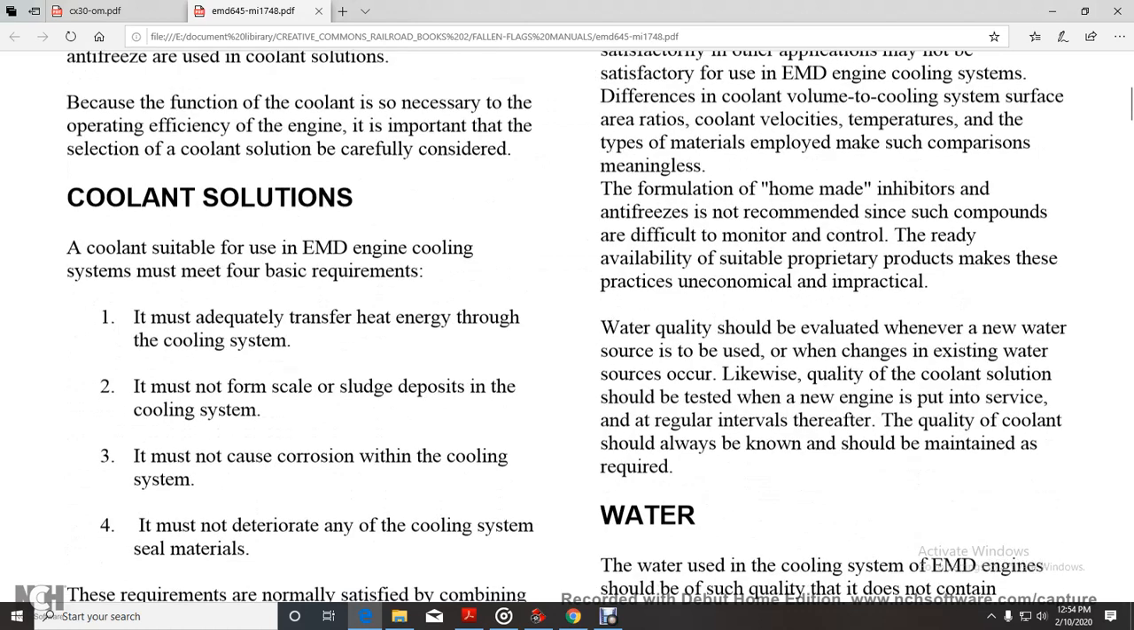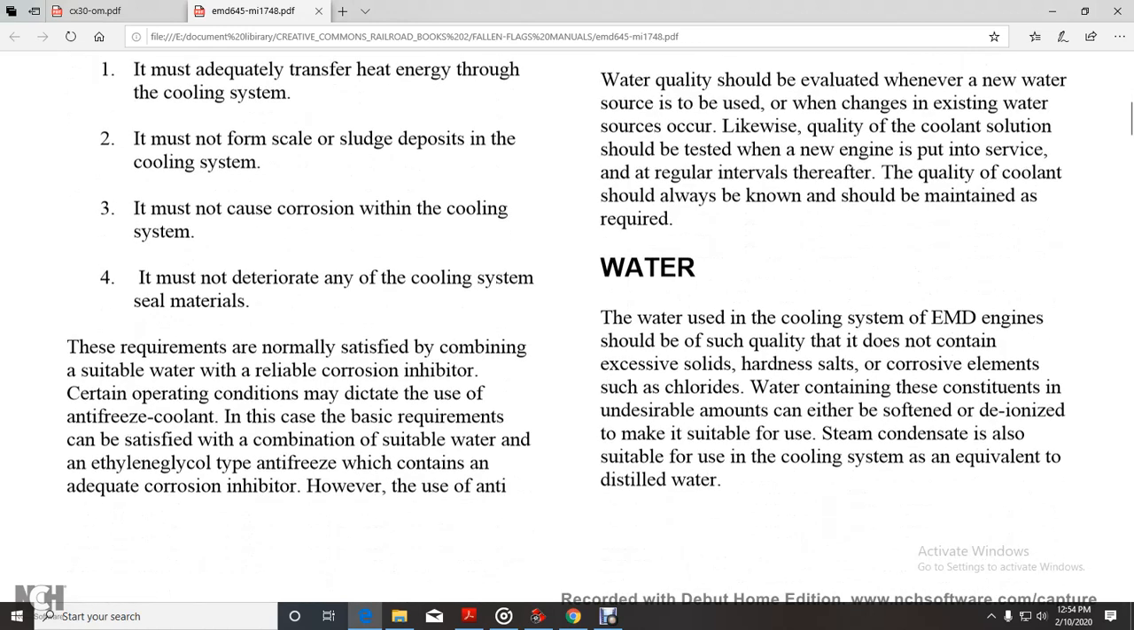Coolant solution. A coolant suitable for the Electric Motor Division engine cooling system must meet four basic requirements. It must adequately transfer energy in the cooling system. It must not form scale or sludge deposits in the cooling system. It must not cause corrosion within the cooling system. It must not deteriorate any of the cooling system and seal materials. These requirements are normally satisfied by combining suitable water with a reliable corrosion inhibitor.